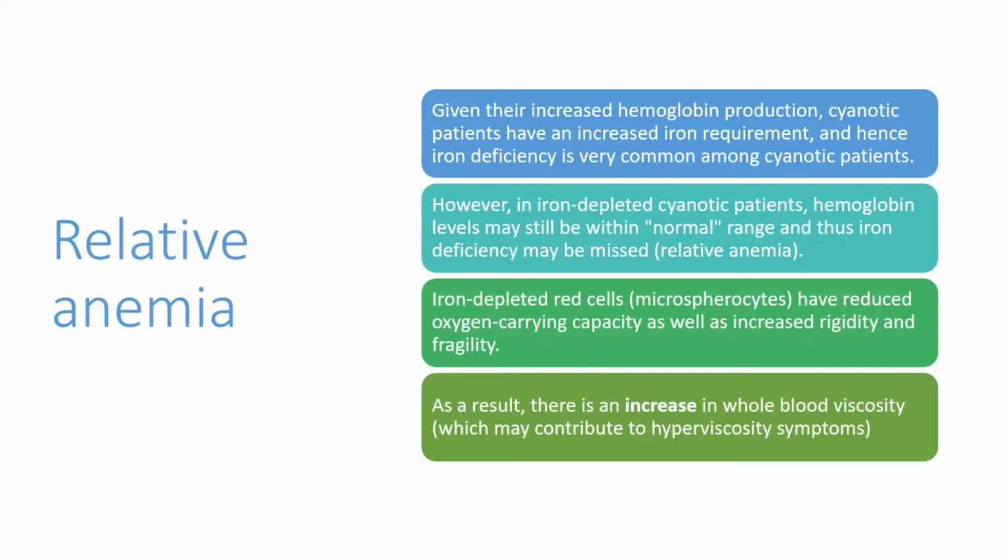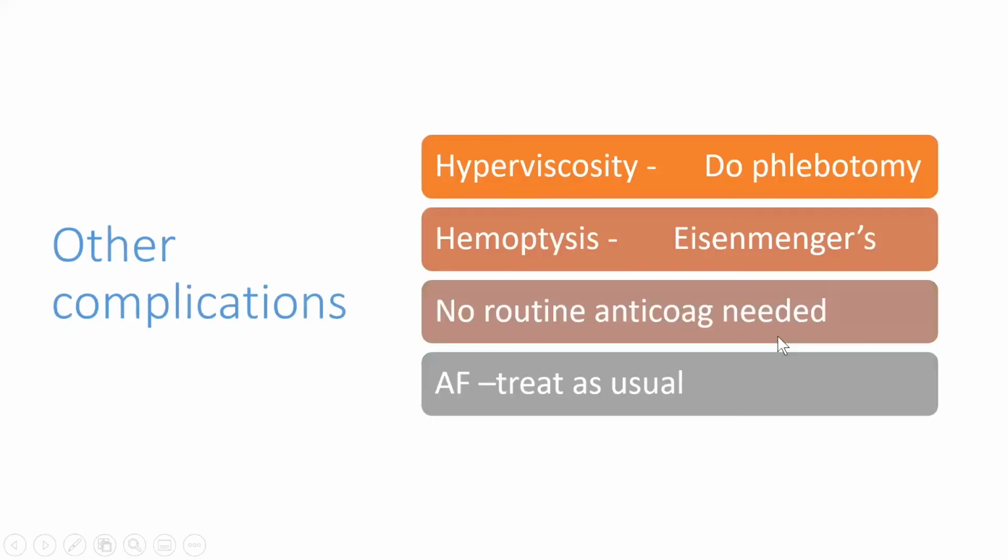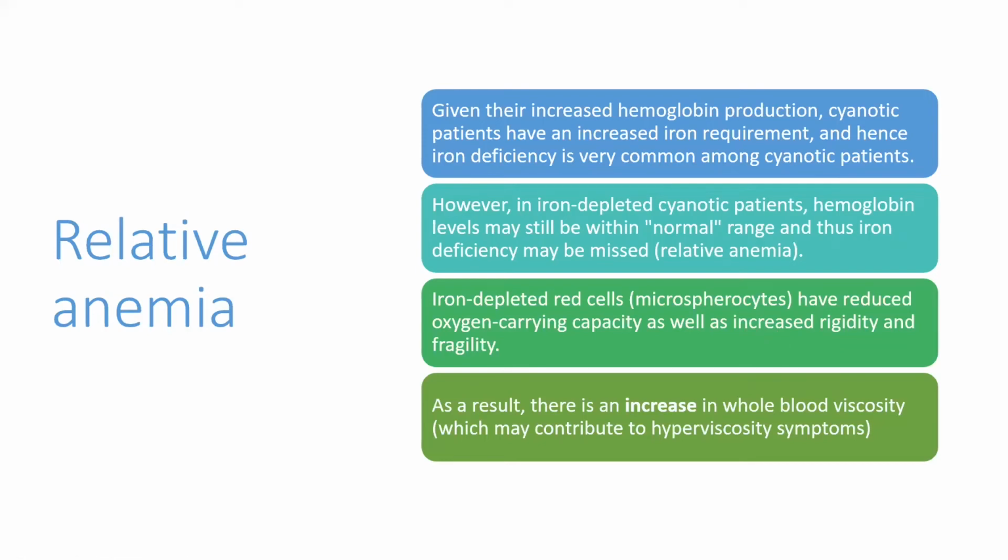Okay, because the hemoglobin is still in the normal range. They're already polycythemic. So you get what is called a relative anemia. But these iron depleted RBCs, microspherocytes, have reduced oxygen carrying capacity and increased rigidity and fragility. And on the whole, there's an increase in whole blood viscosity, which is giving rise to the hyperviscosity symptoms.